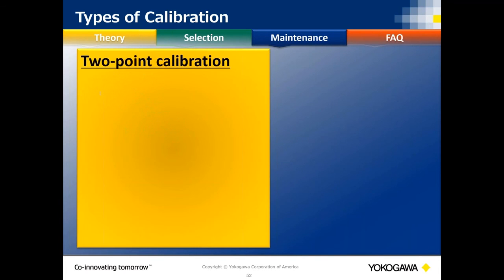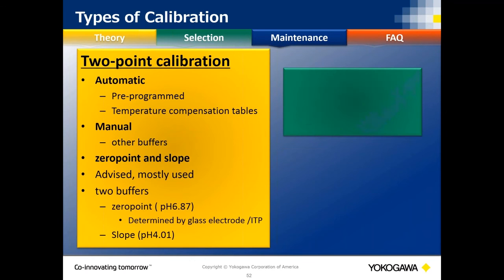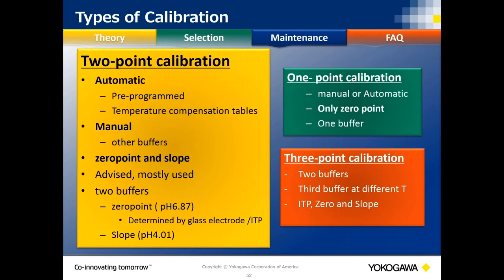All right, so there's three different types of calibrations. There's a 2-point calibration, there's a 1-point calibration, and now commonly a 3-point calibration. Within that, there's automatic and there's manual. We want you to use a 2-point calibration minimum. We don't want you to do a 1-point calibration. The reason being is if you do a 1-point, you're not actually correcting for the aging of the glass electrode.